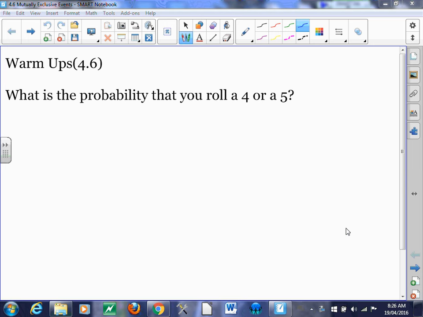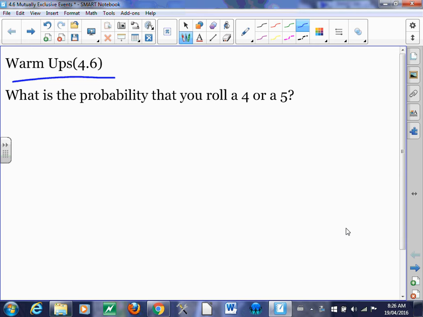And welcome to lesson 4.6, mutually exclusive events. Last day we talked about the difference between independent and dependent events. However, today we're going to take a look at mutually exclusive events. Prior to doing that, we're going to do a quick warm-up here.